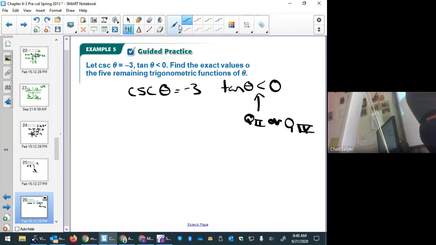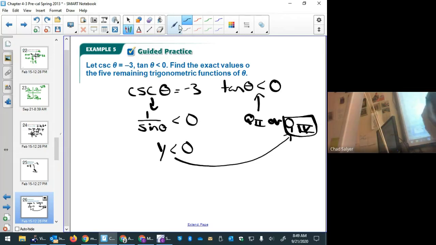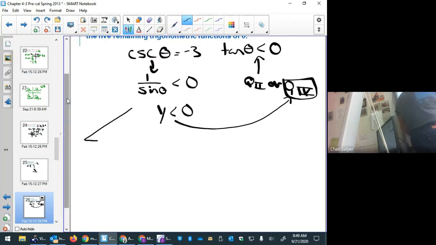The cosecant of theta, the inverse of the sine, is also less than 0. So the sine or the y value has to be less than 0. And that's only going to be the case in Q4. So I've determined our angle location is in quadrant 4. That tells me all I need to know. Now I can use a reference triangle to find all my remaining values. So I've got some angle theta, and the cosecant of theta is -3. Remember that the cosecant is the hypotenuse to the opposite.